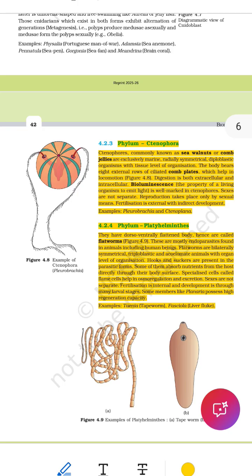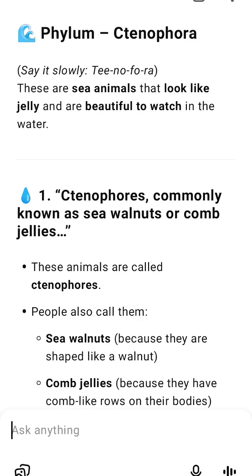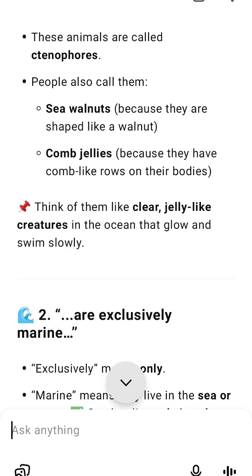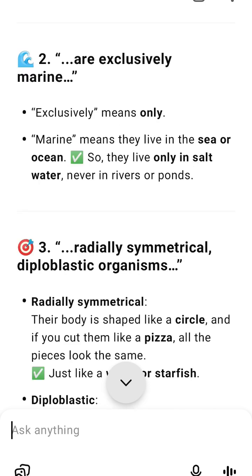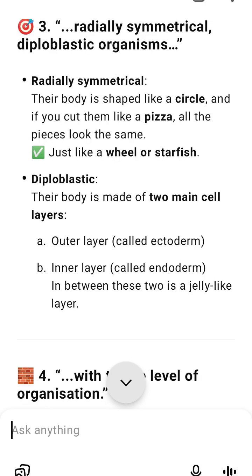Phylum Platyhelminthes, the flatworms. Summary in simple words. Platyhelminthes are flat, soft-bodied worms. Their name means flatworms because their bodies are flattened from top to bottom like a ribbon or a leaf. Most of them live inside other animals, including humans. This means they are parasites. They live in someone else's body and steal food.